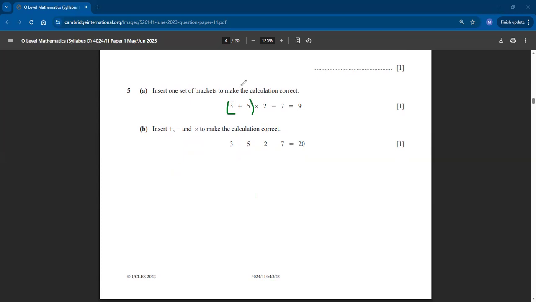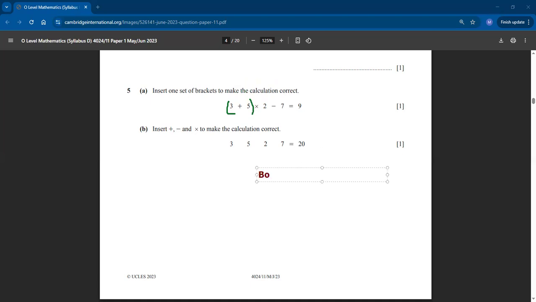What is 3 plus 5? That's 8, okay? Followed by multiplication. So 8 multiplied by 2 minus 7. You're going to solve 8 into 2 first. 16. 16 take away 7. That's 9. That means we placed the brackets in the right order. Okay, do not forget BODMAS, in case students do not know what BODMAS is.